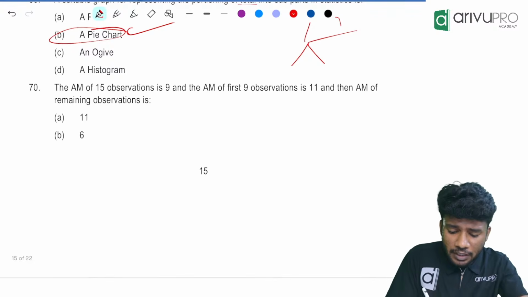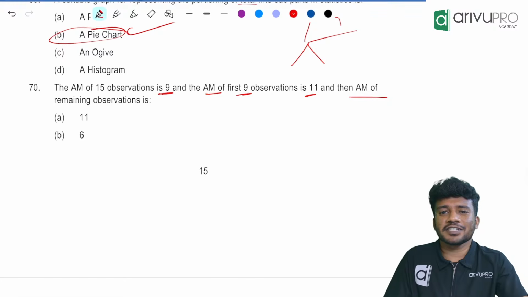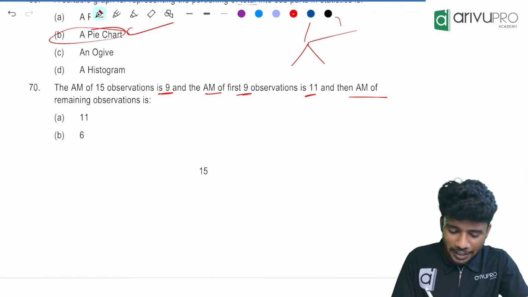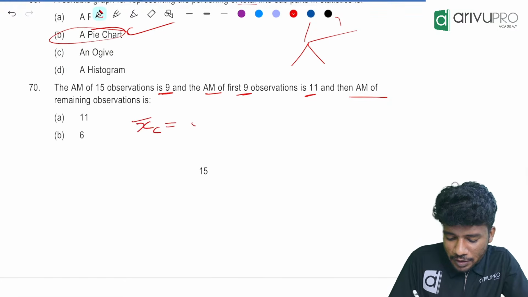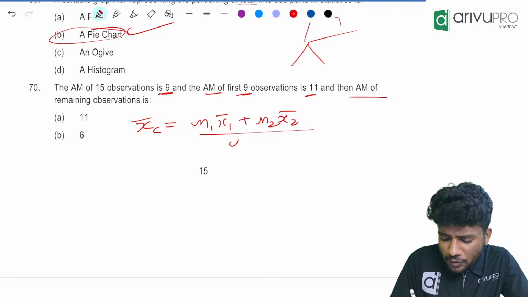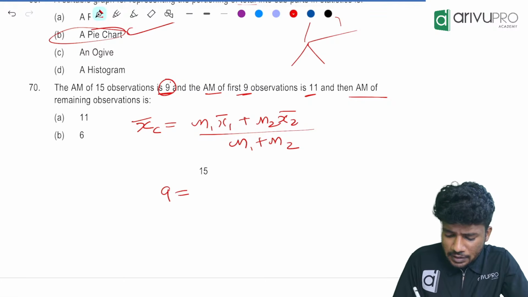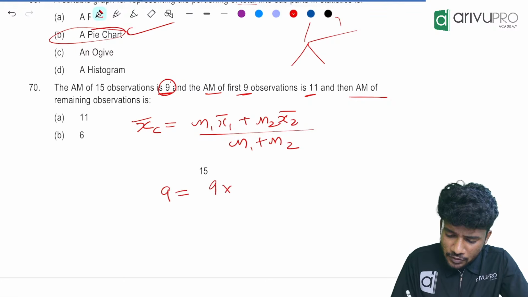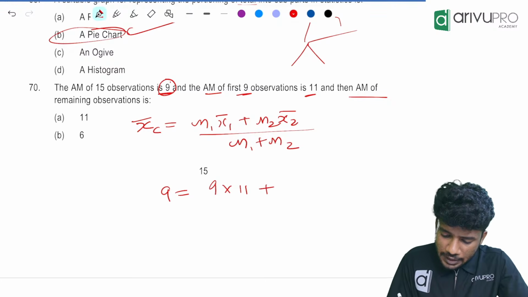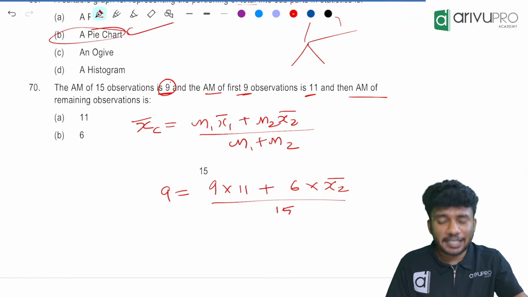The AM of 15 observations is 9, the AM of the first 9 observations is 11, then the AM of the remaining observations is how much? This is a question based on combined mean. Combined arithmetic mean is what? N1 x1 bar plus N2 x2 bar divided by N1 plus N2. Here the combined mean is given to be how much? 15 observations is 9. 9 is equal to N1, which is how much? 9 observations into 11 plus N2, which is the remaining 6 observations, into x2 bar, divided by N1 plus N2, which is total 15.